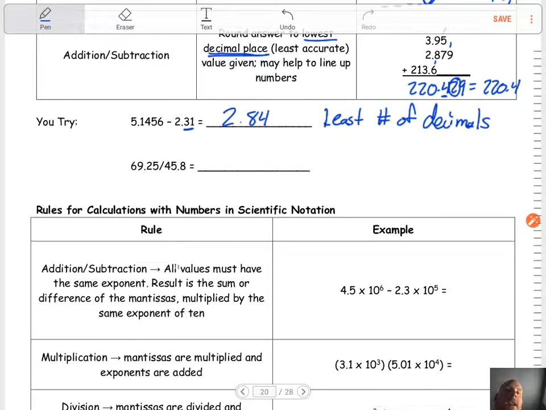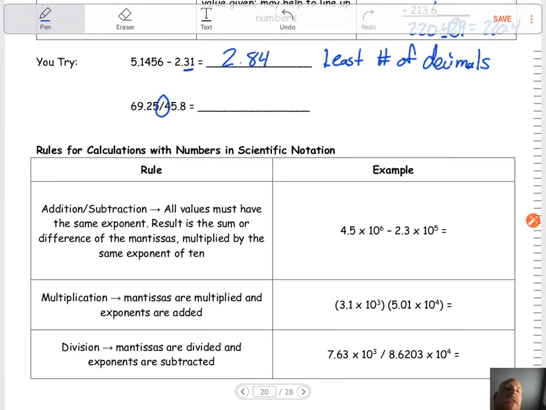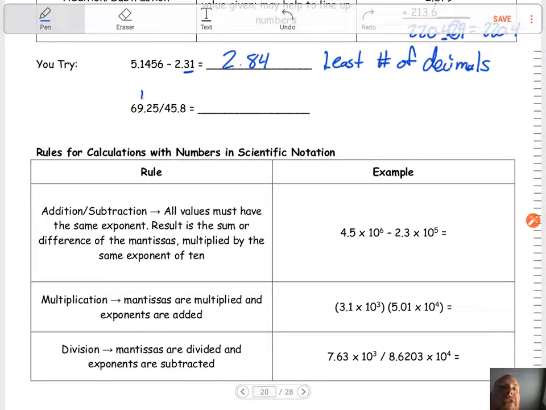Okay. Second problem. We're dividing, so now we're going to look at the least number of sig figs. My first number has 4 sig figs. My second number has 3 sig figs. All right, so I'm going to do the math. When I do the math, I'm going to round so that my final answer has 3 total significant figures. So our rule that we followed here was the least number of total sig figs in any number.